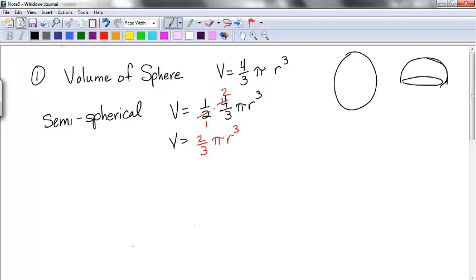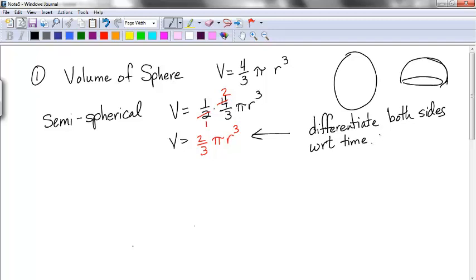Now, when you do this, you have to differentiate this on both sides with respect to time. So let's go ahead and put that outside. So a year from now, if you come back to this, does that look right? Differentiate both sides with respect to time. And that means we're going to use the chain rule.